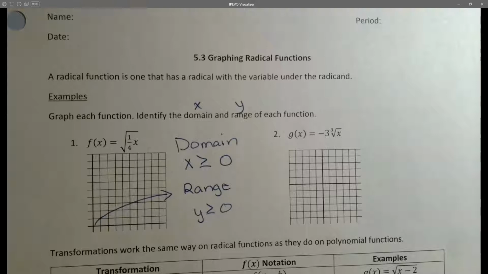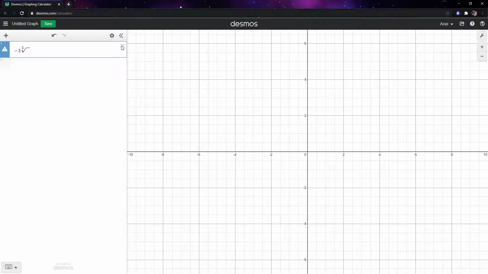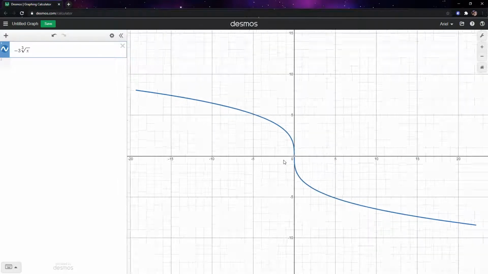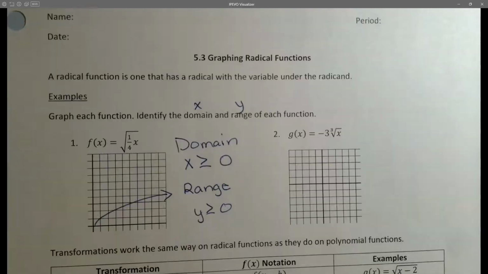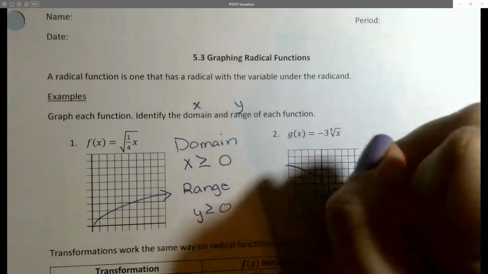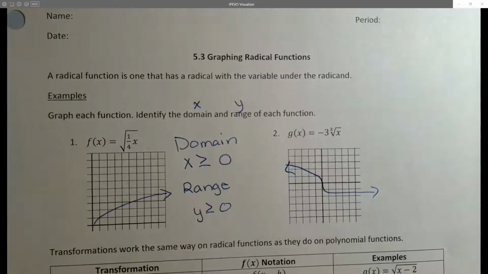Okay, so I'm going to go ahead and graph my second one. This one is -3 cube root of x. Okay, and this is what this graph looks like. If I zoom out, it keeps going left and right forever. So I'm going to go back to my paper. Oh, I forgot what it looked like already. Kind of like this. It's just a rough sketch so I can see it.